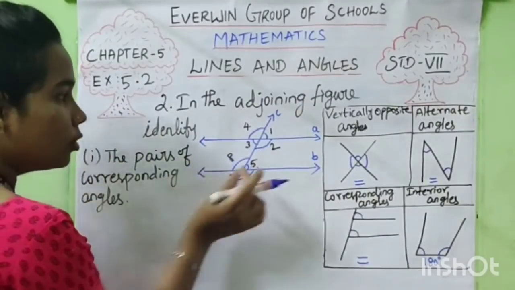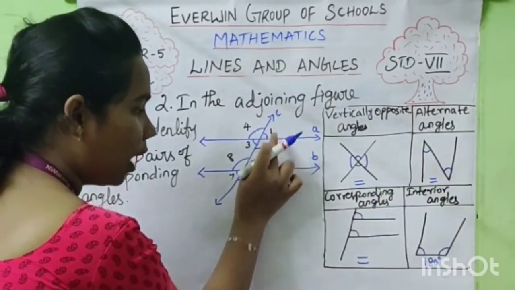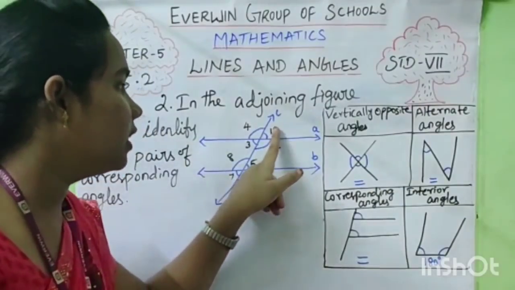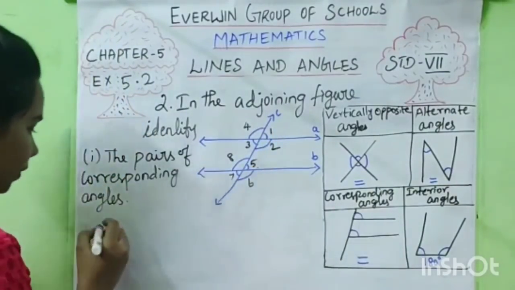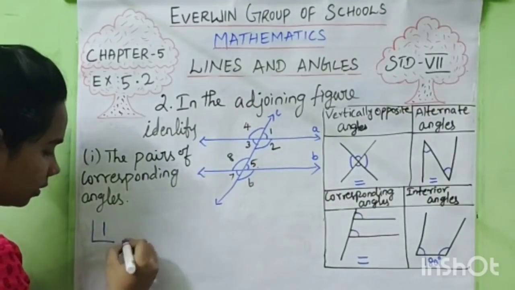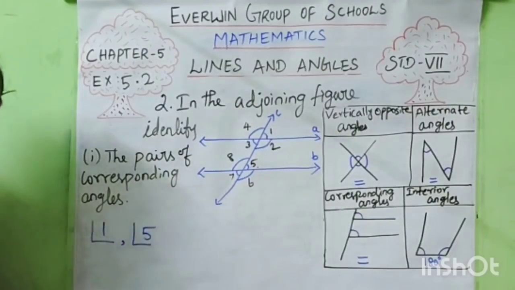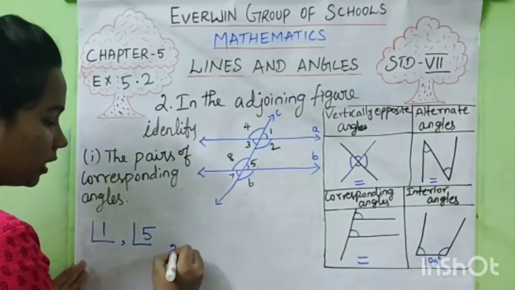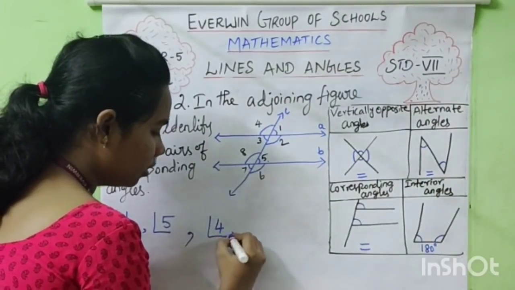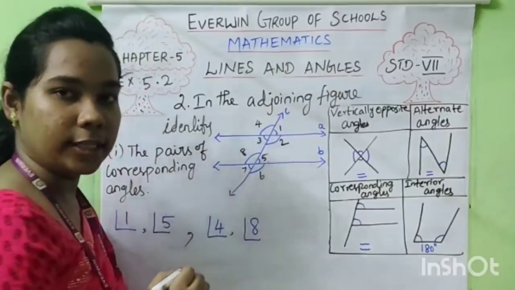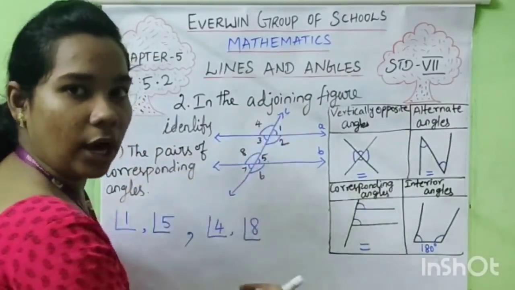Top left. So first let us see angle 1 and angle 5. First, this is the first pair. Okay, so angle 1, angle 5. This is pair 1. Next, 4 and 8 are corresponding angles.